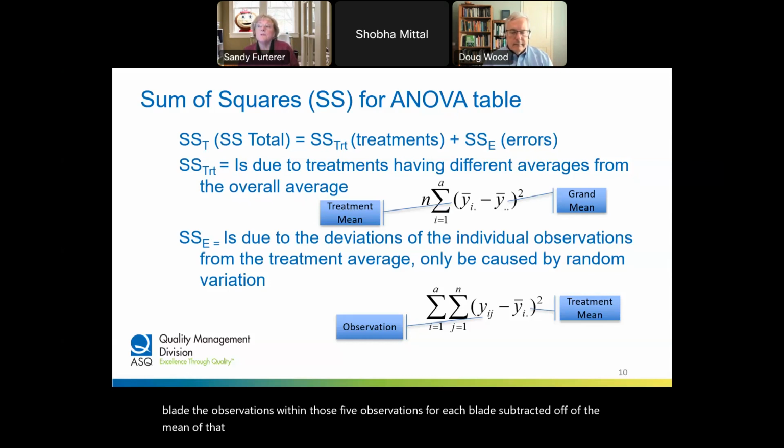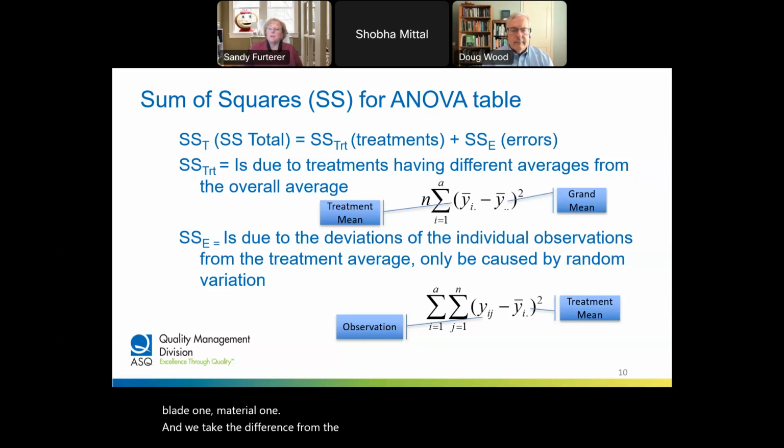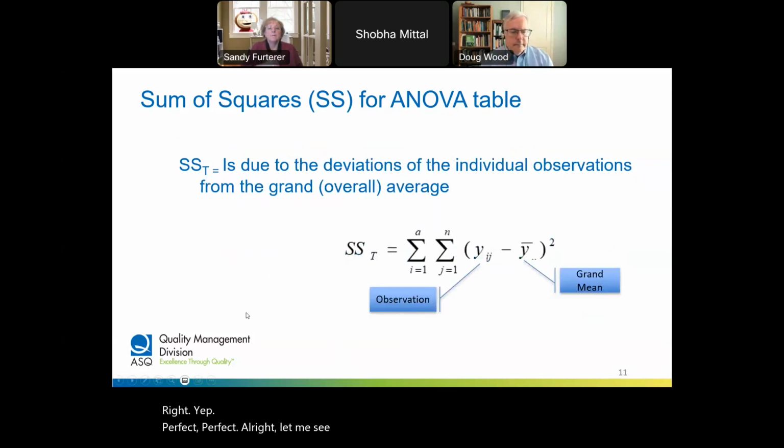So we're seeing the difference between each observation in that treatment, like blade 1, material 1, and we take the difference from the mean of that treatment. Does that make sense? So this is variation within the type of blade, right? Yep. Okay. Perfect. All right.